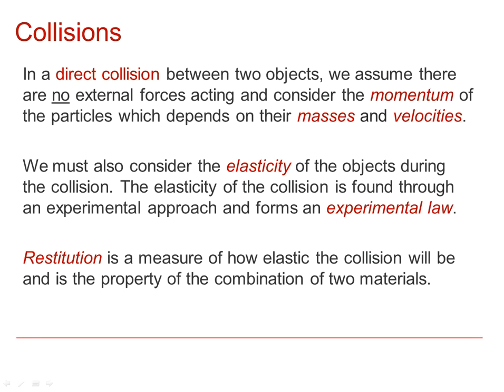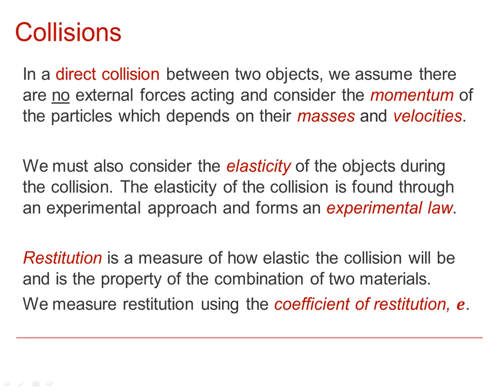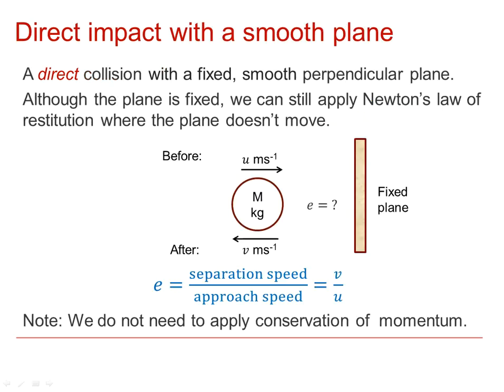so that we have a coefficient of restitution called E, and that can lie between 0 and 1, where if it's 0 the objects will coalesce, and if it's equal to 1 then we have what's called a perfectly elastic collision.